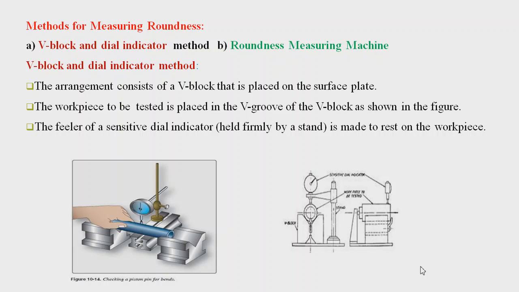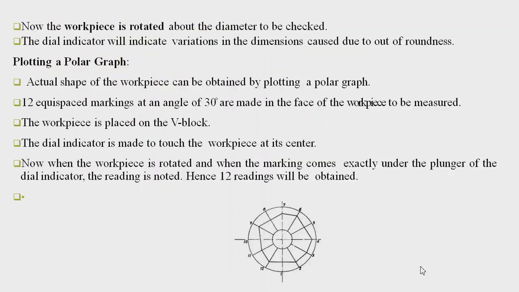The V block and dial indicator method consists of a V block that is placed on a very precise surface plate. The workpiece to be tested is placed in the V groove of the V block, as shown in the figure. Now, the feeler of a sensitive dial indicator, held firmly by a stand, is made to rest on the workpiece. Now the workpiece is rotated about the diameter to be checked. The dial indicator will indicate the variation in the dimension caused by out of roundness.